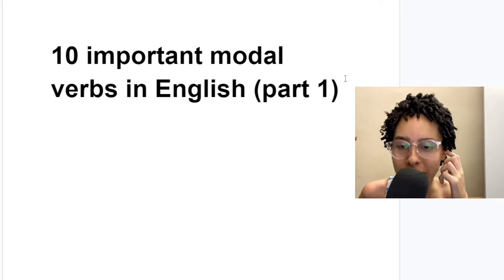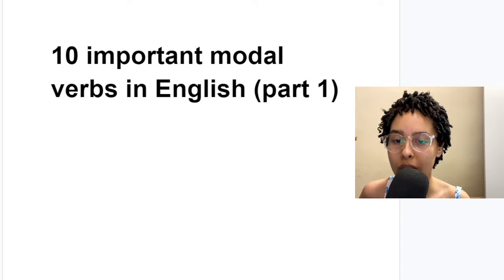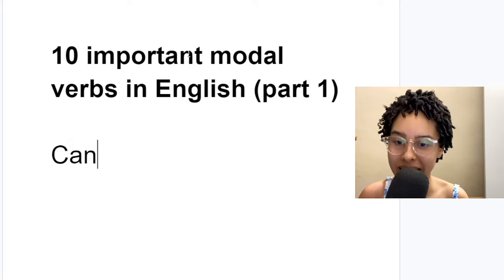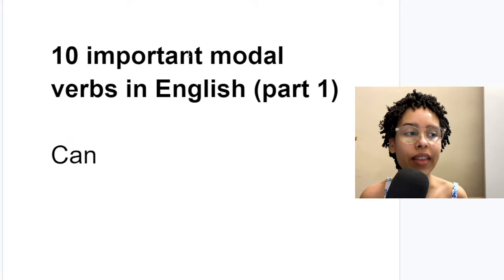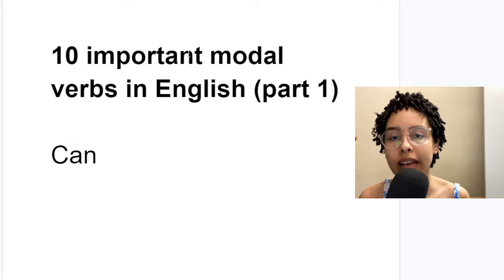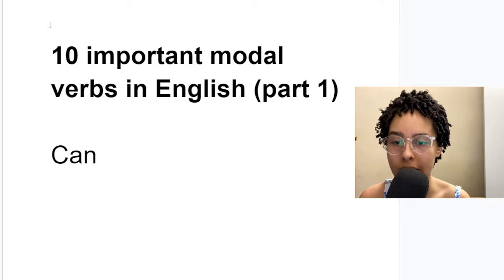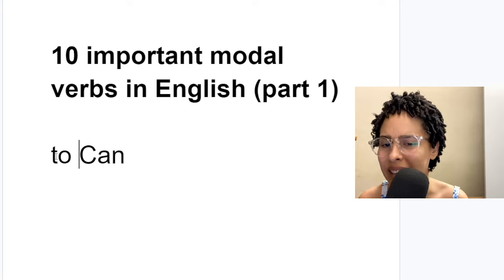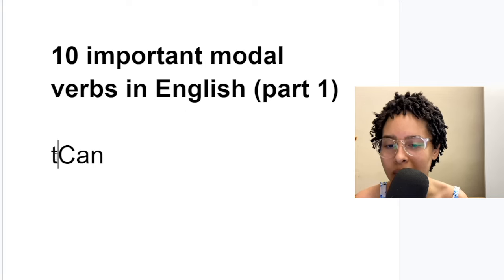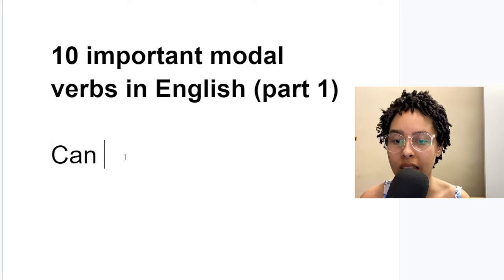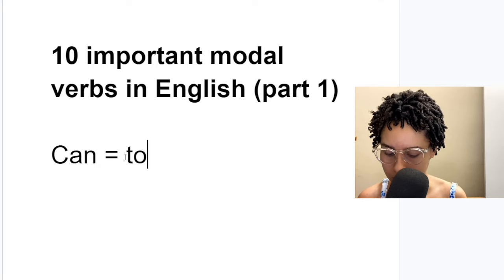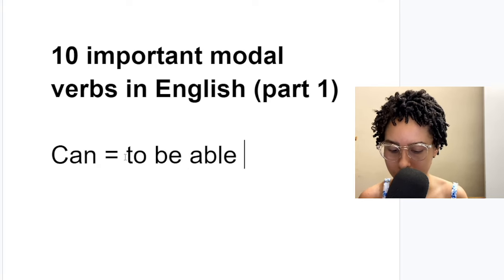Okay, so the first modal verb we're going to talk about is can. One thing about modal verbs, they do not have the preposition to before them. So "to can" is not correct. Can is a modal verb which means to be able to.